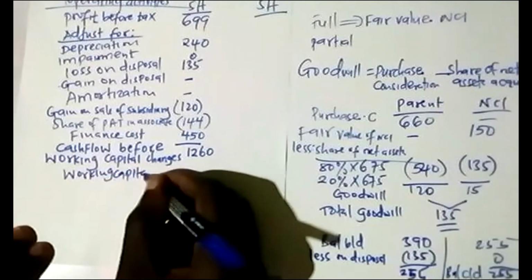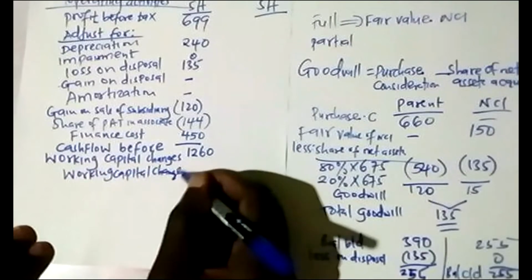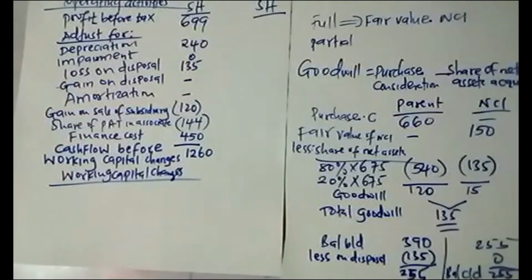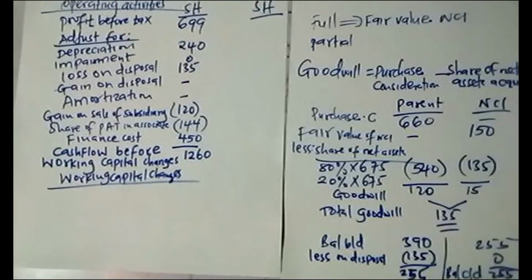Under these working capital changes items, we talk about current assets and current liabilities, the increase or decrease. Under current assets, we talk about inventory and trade receivables, and maybe again some prepayments. Then under current liabilities, we talk about trade payables and some accruals.